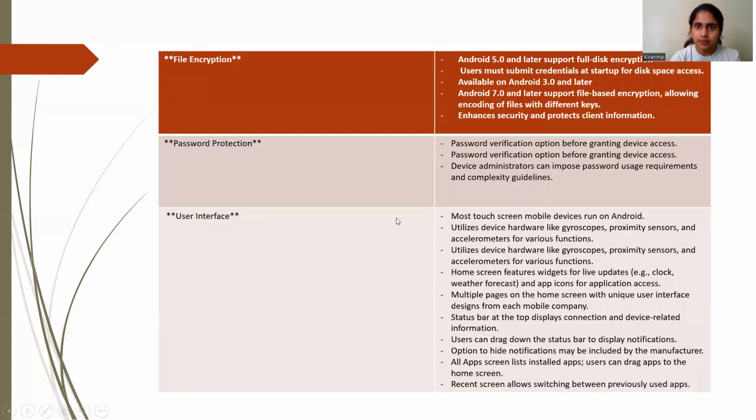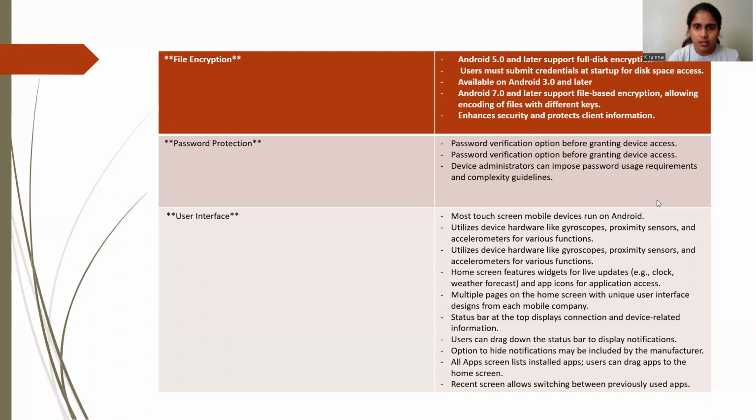Coming to file encryption, Android 5.0 and later support full disk encryption, where users must submit credentials at startup for disk space access, available on Android 3.0 and later. Android 7.0 and later support file-based encryption, allowing encoding of files with different keys, which enhances security and protects client information. And coming to password protection, there is a password verification option before granting device access, and device administrators can compose password usage requirements and complexity guidelines.